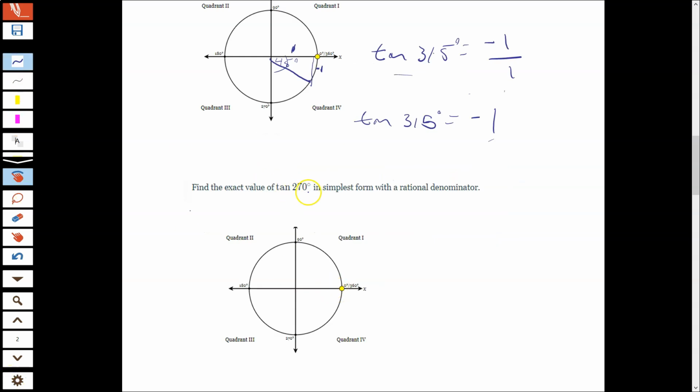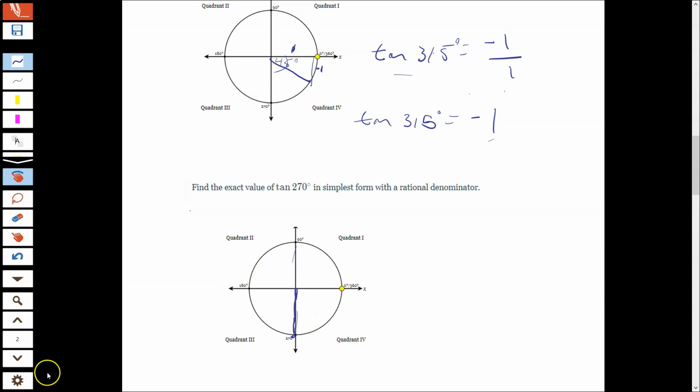Okay. The last thing you need to know about something like this, right? So find the tangent of 270 degrees. These are easy, you'll just memorize these. But you notice why this one is weird is because it's on one of the axes, okay?